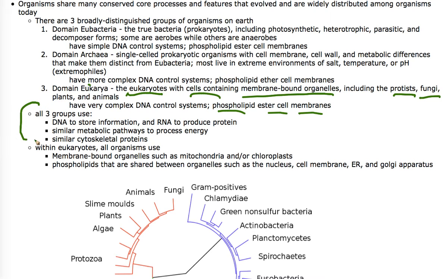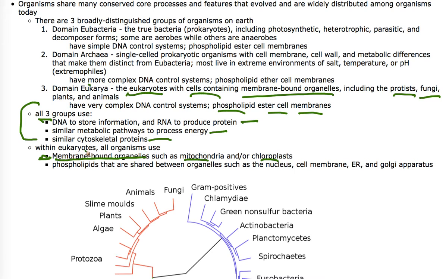So all three of these groups use DNA to store their information, RNA to process protein production. We have glycolysis. Some of us have the Krebs cycle and the electron transport system, and we have very similar cytoskeletal materials. In addition, in eukaryotes, all organisms have membrane-bound organelles, which would include mitochondria and chloroplasts. Now, not all of us have chloroplasts, but eukaryotes include the plants, and plants have chloroplasts and mitochondria, and eukaryotes include the animals, which don't have chloroplasts but also have mitochondria.